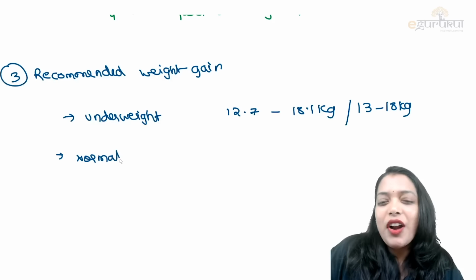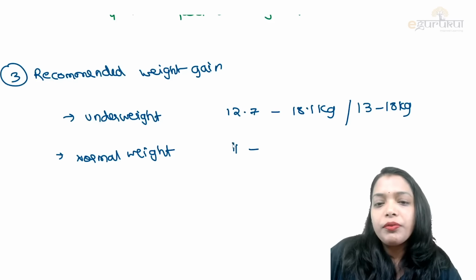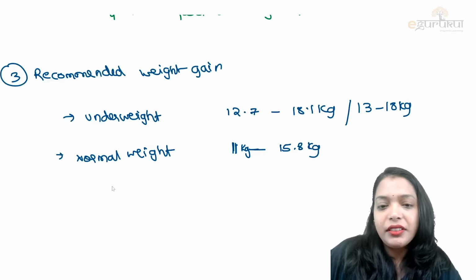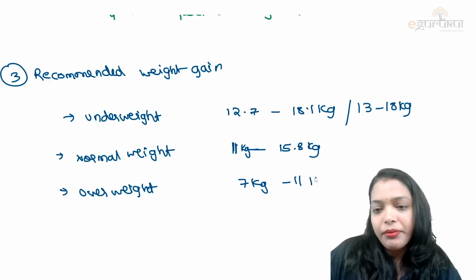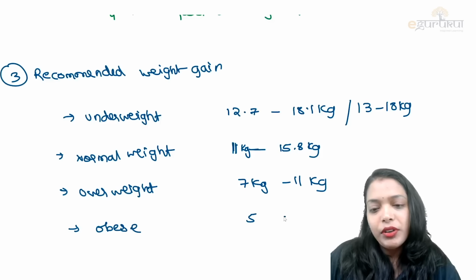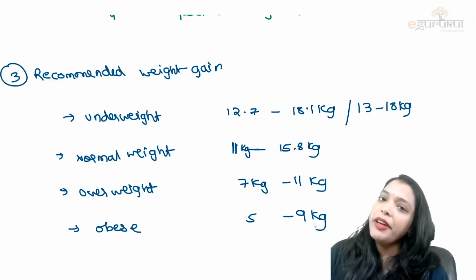Normal weight, this is not a major difference, guys. We used to tell 14 to 18, 13 to 18 is also fine. If they have a normal BMI, it is 11 kgs to 15.8 kgs. If they are overweight, it is 7 kgs to 11 kgs. This is the same. And if they are obese, 5 to 9 kgs. Okay.